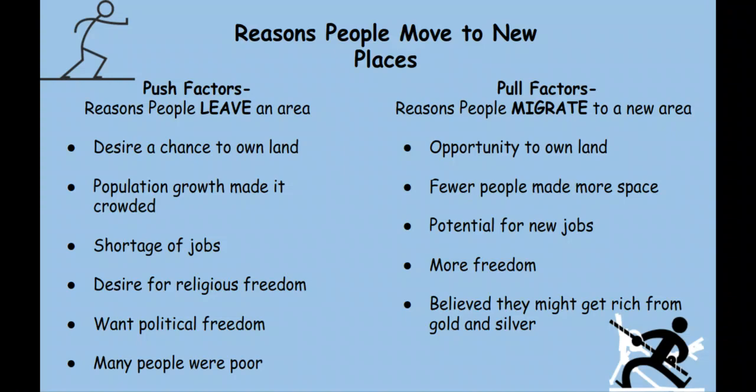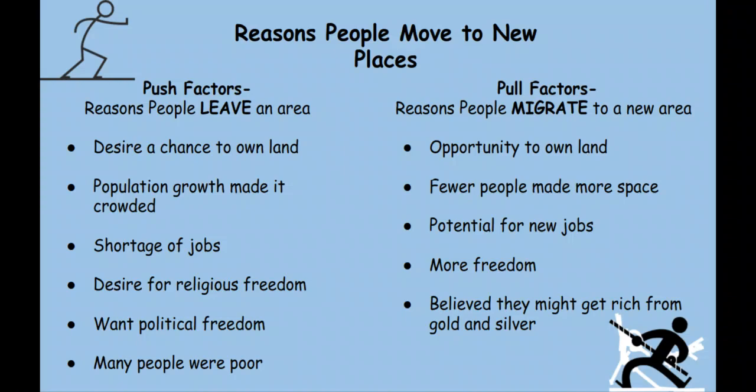Pull factors have to do with the place people migrate to. They are factors that attract people to come there, like a magnet attracts or pulls objects to it. Examples of pull factors are the opportunity to own land or live in less crowded spaces. The potential or promise of a new, better-paying job would be another pull factor. Knowing they would have more political or religious freedom was another factor that pulled people to the Americas. Additionally, rumors about people getting rich from finding gold and silver pulled some people to seek a new life in America.